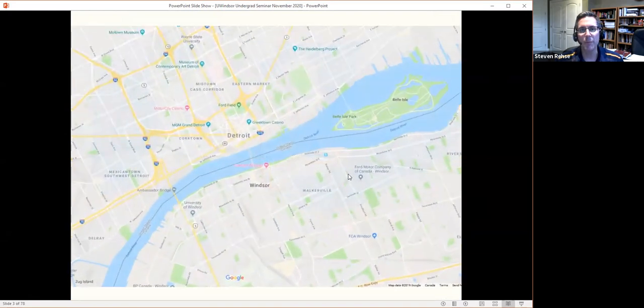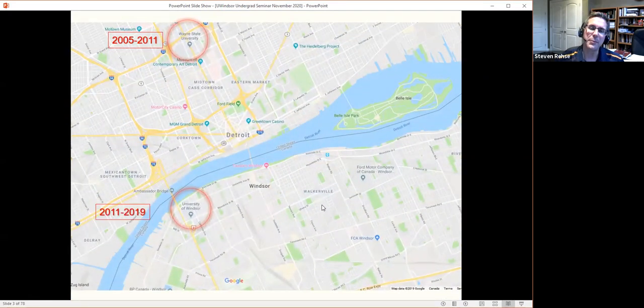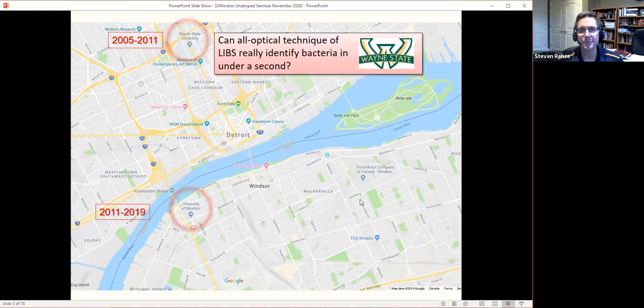If we zoom in a little bit more, this is the reason that I show this: the research story I'm talking about today actually spans two countries. From 2005 to 2011, I was a faculty member at Wayne State University, over here across the river. In 2011, I moved to the University of Windsor. I guess I should say 2020 now, because I'm still here. So I moved across the river, and in both places, I was working on different aspects of the same project.